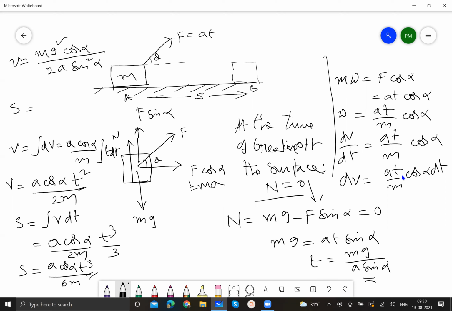And the distance covered before it breaks up is m square g cube cos alpha by 6a square sin cube alpha. The sin cube alpha has come because T cube is there in this. T we didn't know, we calculated T. Therefore, the T formula is substituted in both velocity and distance expressions we derived.